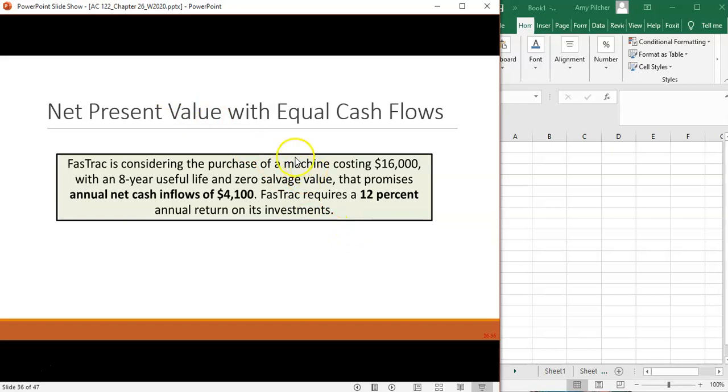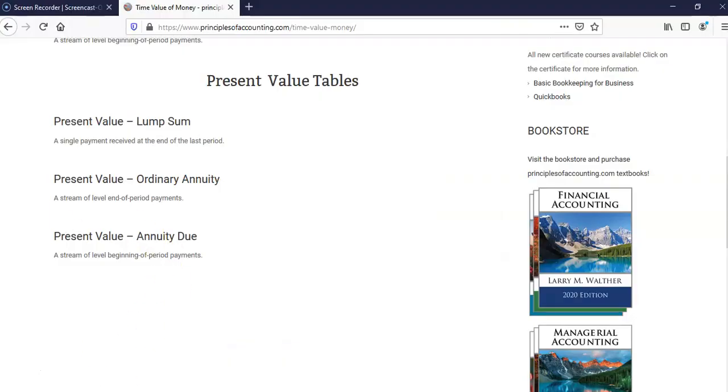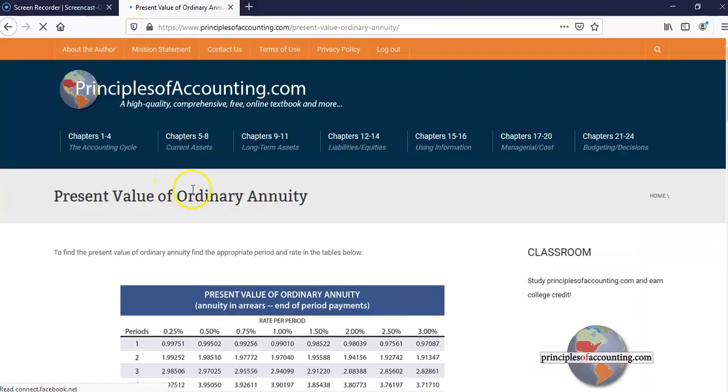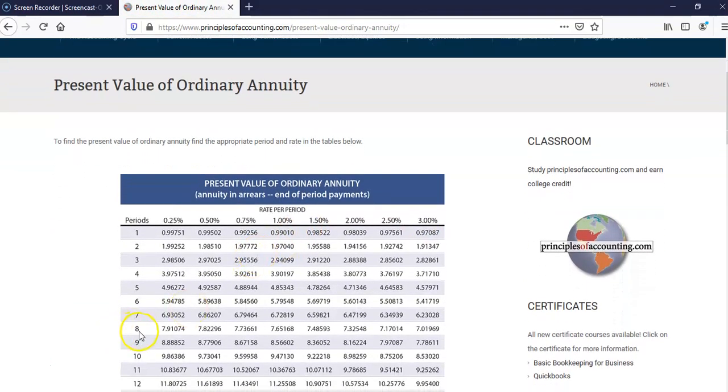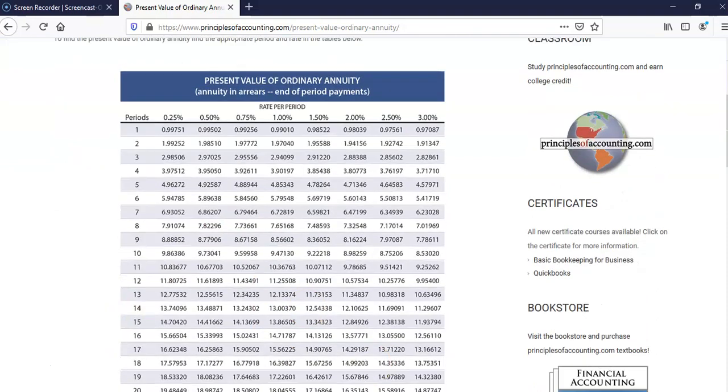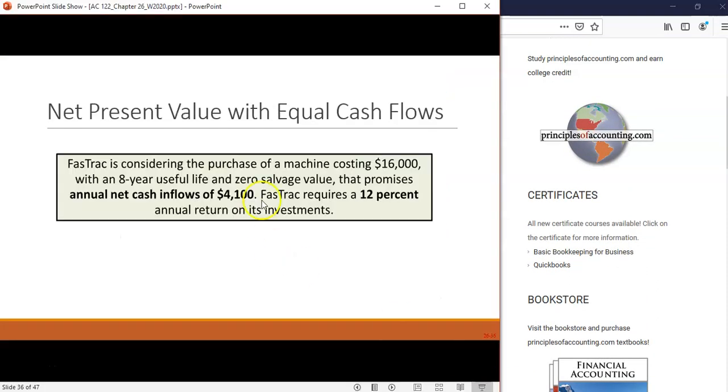So when we're looking for the net present value, we want to go to the net present value table and look for the present value of an ordinary annuity. This is when we have equal payments. We can look at an ordinary annuity. So we have an 8-year project at a 12% rate. So we need 8 years at 12%.